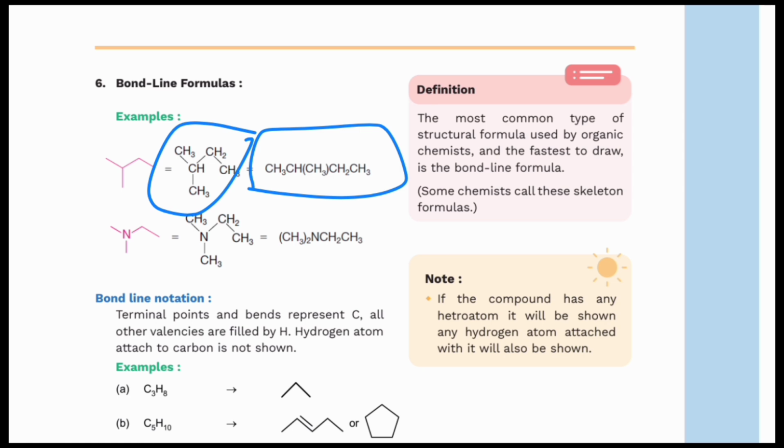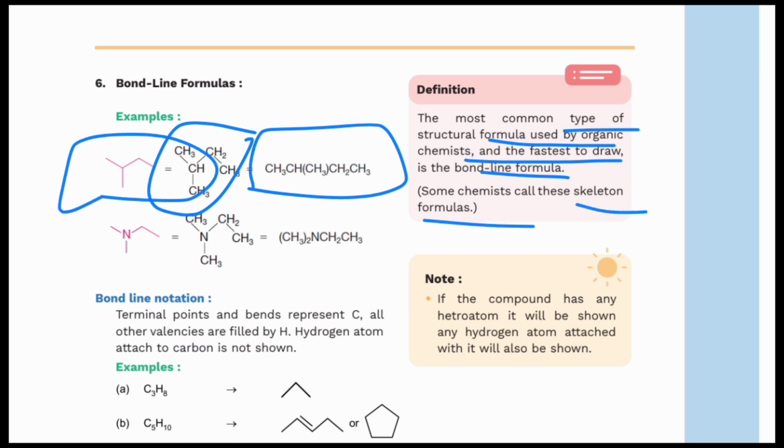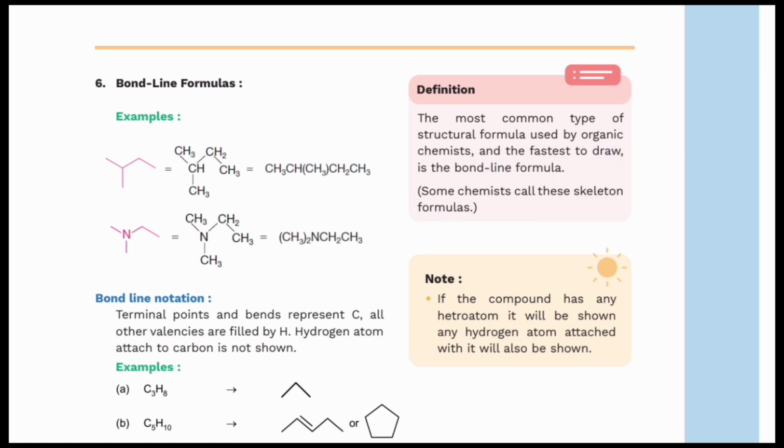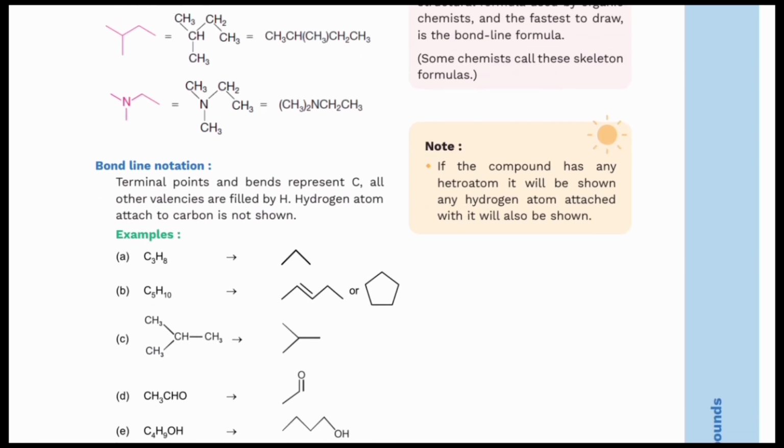The most common type of structural formula used by organic chemists, and the fastest to draw, is the bond line formula. This is also called the skeleton formula. In bond line notation, terminal points and bends represent carbon. All other valencies are filled by hydrogen atoms. Hydrogen atoms attached to carbon are not shown in the bond line notation or skeleton structural formulas.